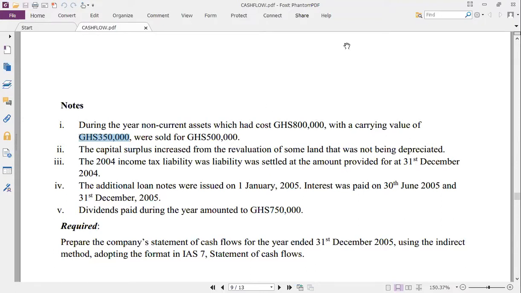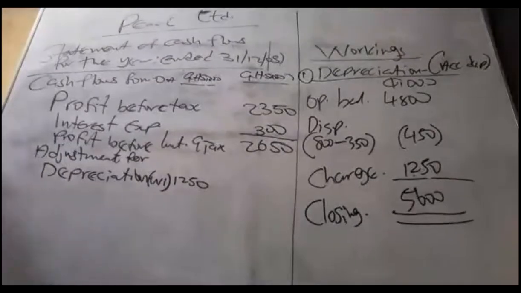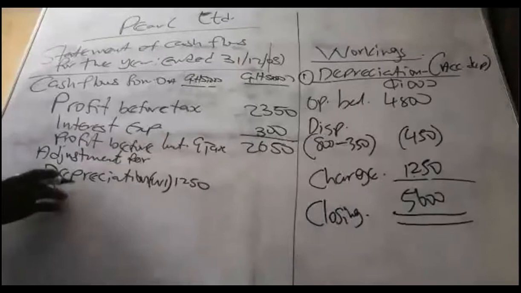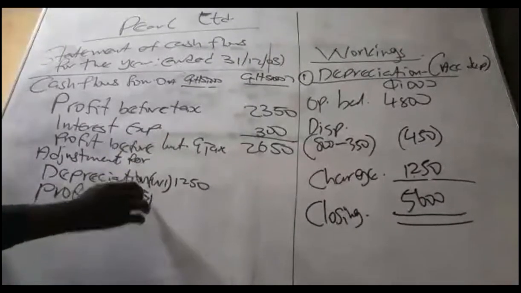So there's a profit of 150. We are going to reverse it. So how they've treated it, do the opposite. So that is it. So here will be profit on disposal.